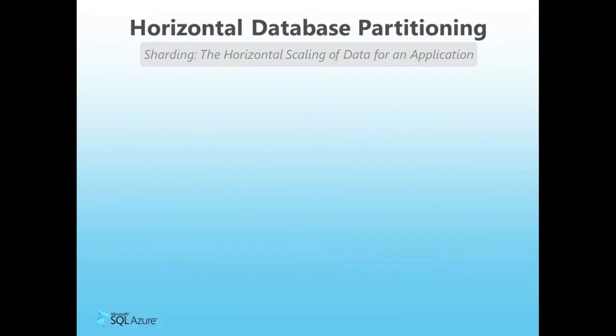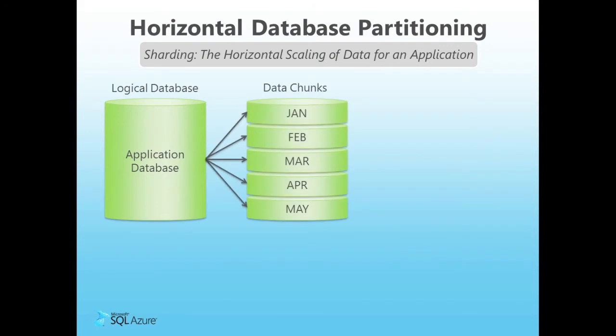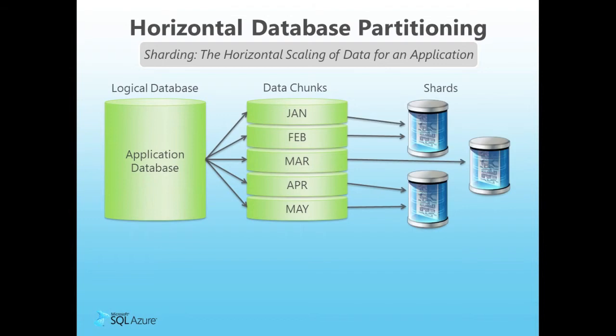Sharding is an application pattern for improving the scalability and throughput of large-scale data solutions. To shard an application is the process of breaking an application's logical database into smaller chunks of data and distributing the chunks of data across multiple physical databases to achieve application scalability. Each physical database in this architecture is what is referred to as a shard.